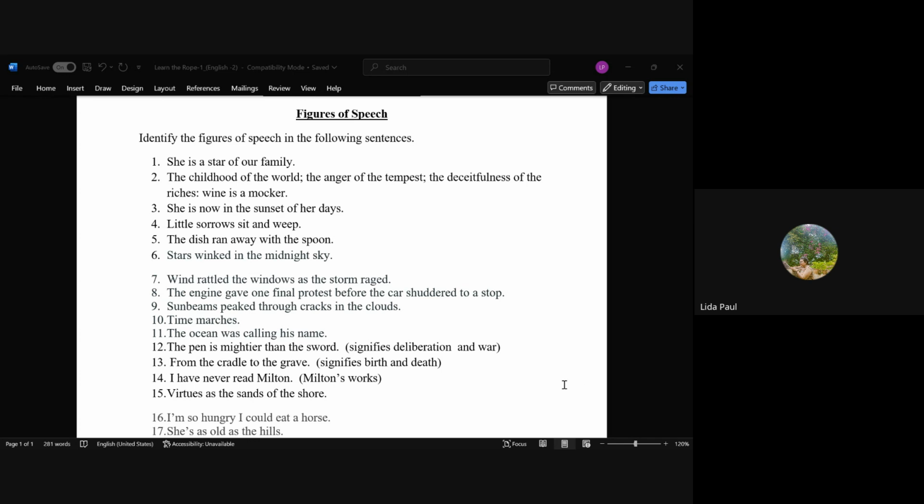Then the next one is: the dish ran away with the spoon. I think this is also easy. The dish ran away with the spoon.